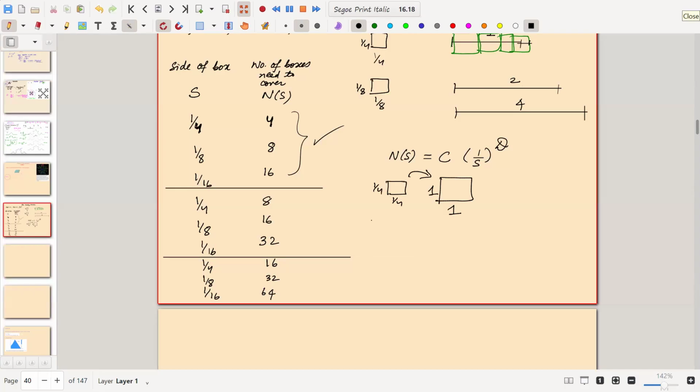16 boxes. So S is 1 by 4, N of S is 16. So if you apply this rule, suppose C is equal to 1, what do you get? N of S is 16, equal to 1 times 1 by 4 to the power D. What is D? What is D?